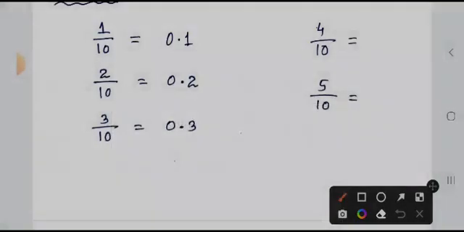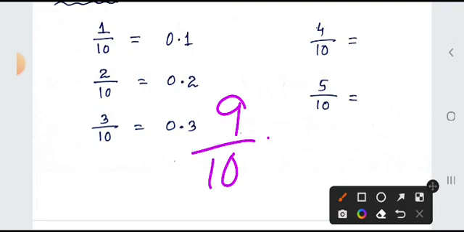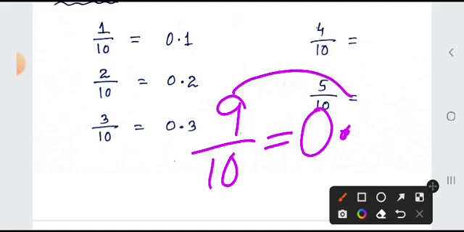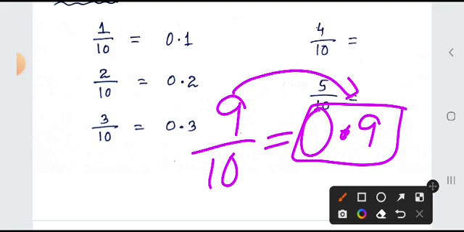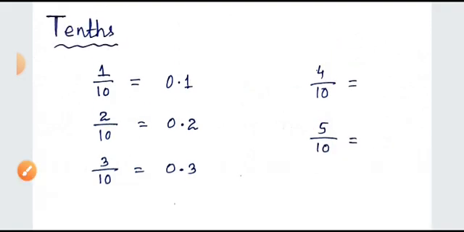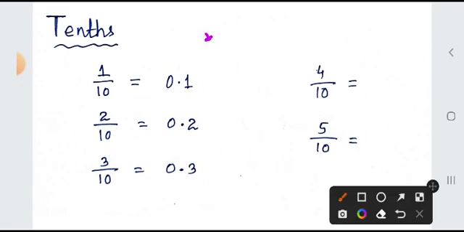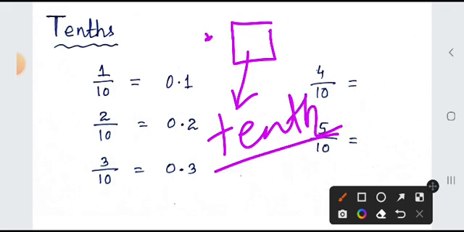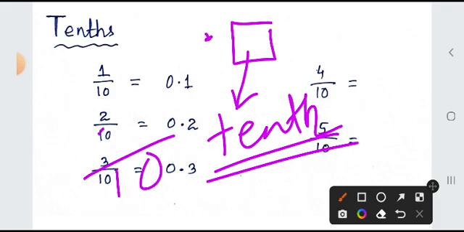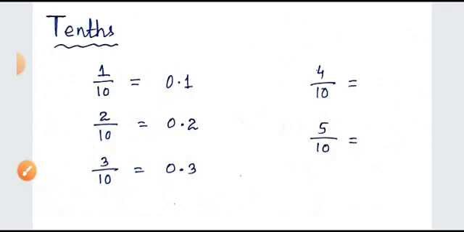One more question. For example, 9 upon 10, how can we write it in decimals? Just give 0 point, and after the point the 10th place comes, so 0.9. So 0.9 is the decimal value for 9 upon 10. So now you have learned that after the decimal the first place is known as 10th place, and in this 10th place we will write the value for out of 10.